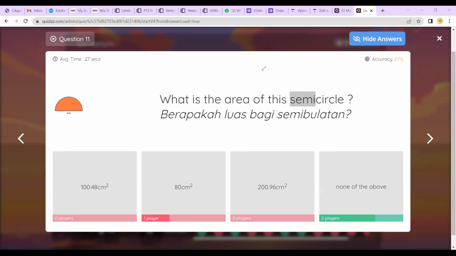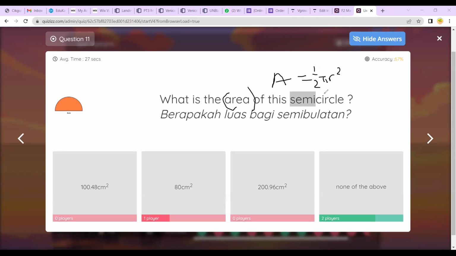Okay, continue. So whenever we want to find the area of a circle, no matter semi or quadrant or whatever, first write down the equation first. Area equals pi r squared. Semi means half, 1/2. So we just add 1/2 in front or at the back also can. Up to you. Just add in 1/2.